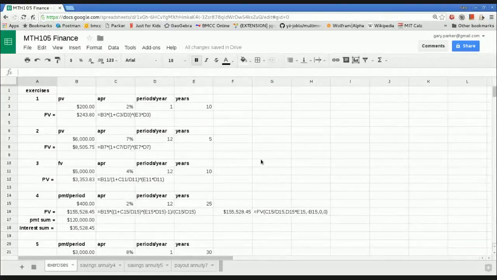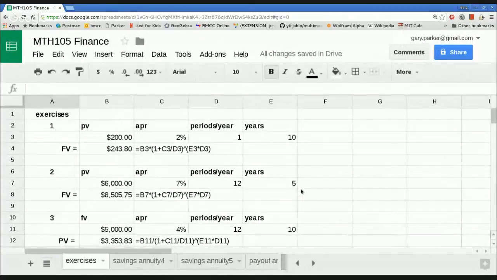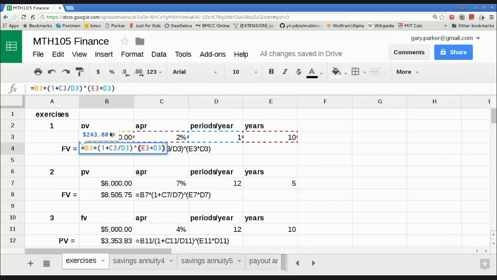So, I have a spreadsheet here where I'm playing around with some of the finance problems. Let's load this up a touch and go over a few of these. Number one in the exercises is about regular compound interest, as is number two. Number three is a flipped problem in that it gives you the future value and you have to come up with a present value. So that's a pretty straightforward application of the compound interest formula.